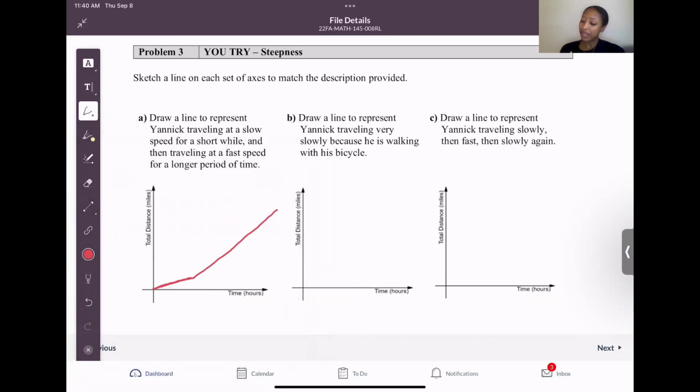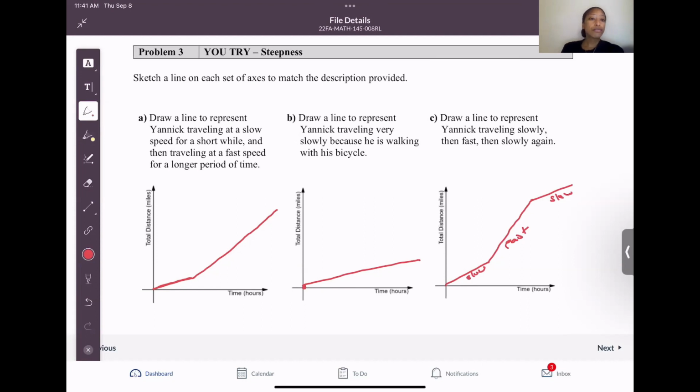All right, part B, draw a line segment to represent Yannick walking very slowly. If he's walking very slowly the whole time, same rate, it would just be a very flat, straight line. And then the last one, Yannick traveling slowly, then fast and slowly again. So he's traveling slowly, then faster should just be a steeper line compared to the slow one. And then that's faster, and then slow again. So this is slow, faster, slow again.